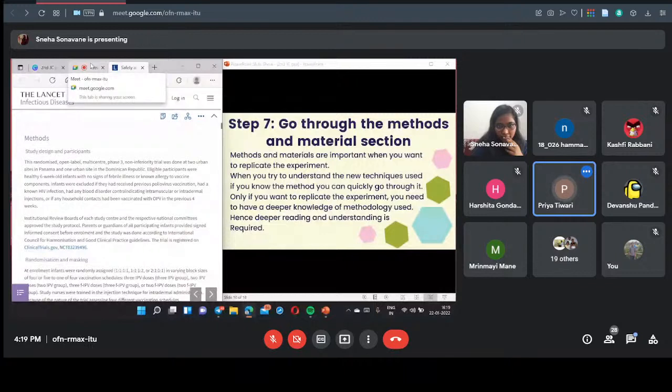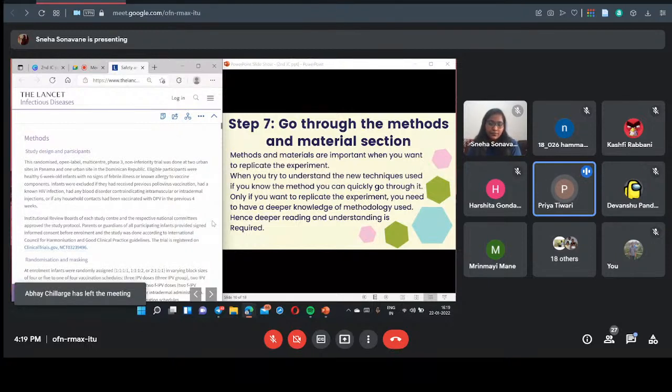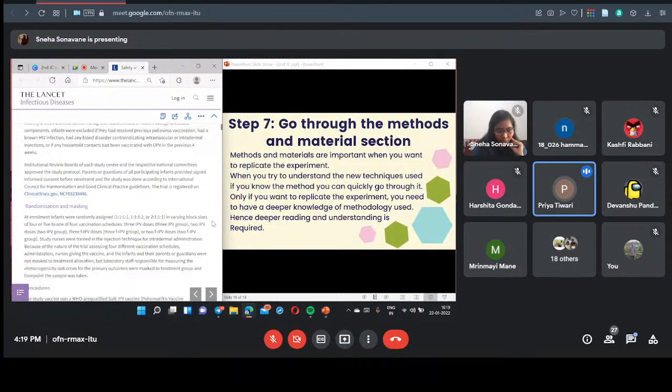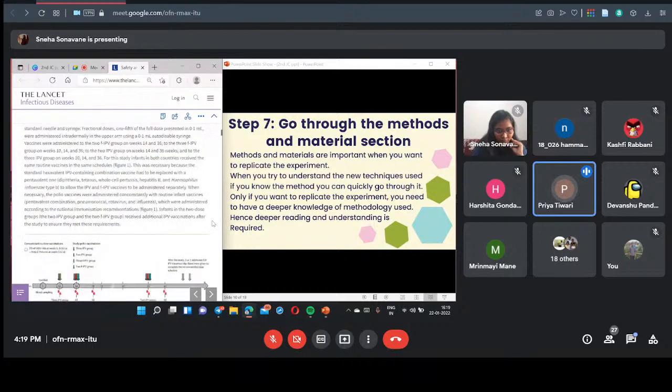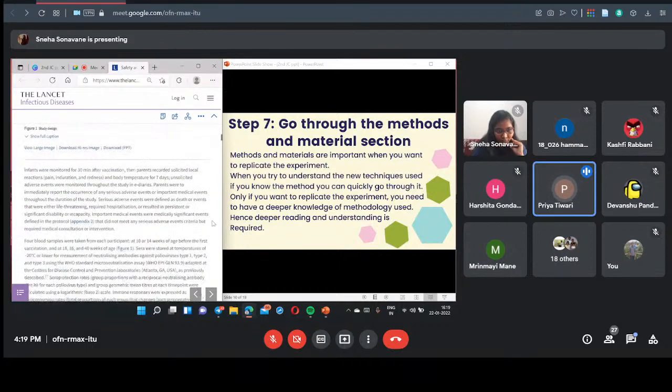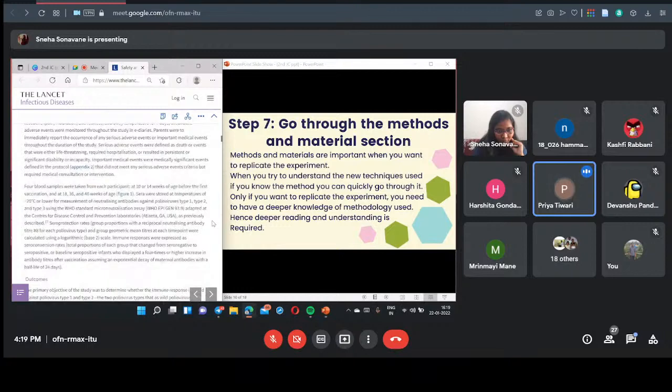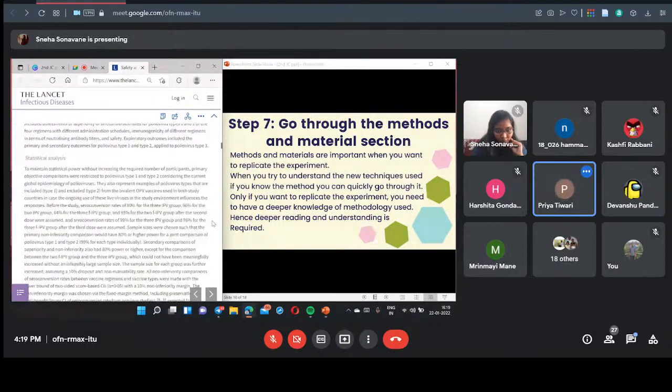So this is step 7, which is the methods and materials section. You will read this section in the end. Why? Because if you are reading the research paper for your own knowledge, you are not supposed to be part of this section. Only if you want to carry out your own research and understand a new technique will you read it with deeper understanding, and dig out what kind of methods were used and why they were used for this kind of study. So yeah, next slide.